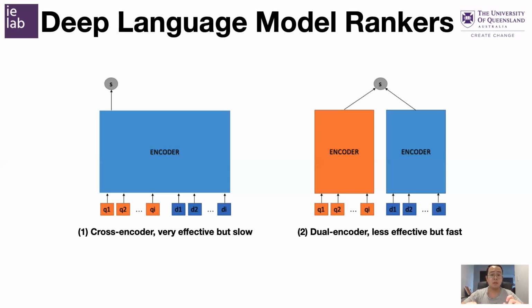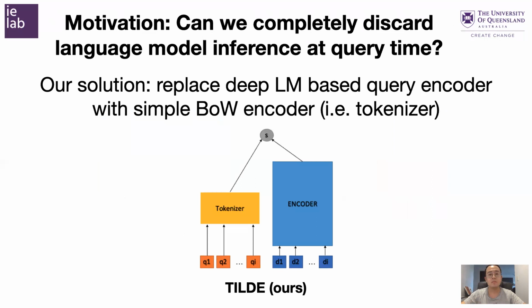But still, in the dual encoder architecture, there is one encoder inference, which is maybe not a big deal if you have a GPU. But in a CPU-only environment, such as in your mobile phone, this is still quite expensive and slow computation. This takes us to the motivation of our work. Can we completely remove the language model inference step at the query time? This would have the advantage of removing the computational step that is expensive in a CPU-only system.